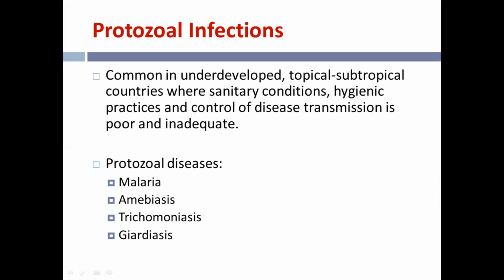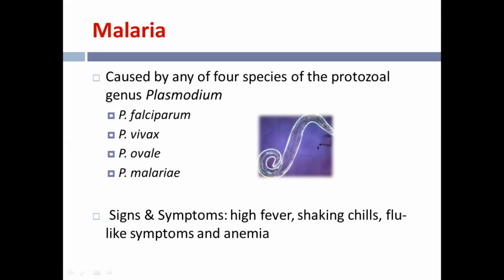So, through that, pwede sila talaga magkaroon ng transmission, no? So, infection, pwede galing kung saan-saan. So, protozoal infectious diseases include yung mga malaria, amoebiasis, trichomoniasis, and giardiasis. For malaria, there are 4 species available, no? Falciparum, vivax, ovale, and malariae. Symptoms include high fever, shaking, chills, flu-like symptoms, and anemia.